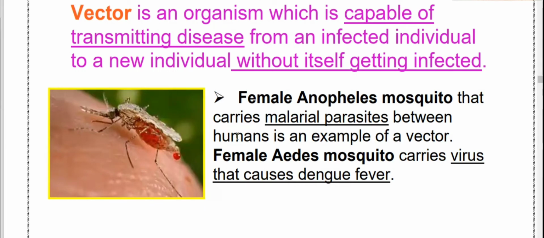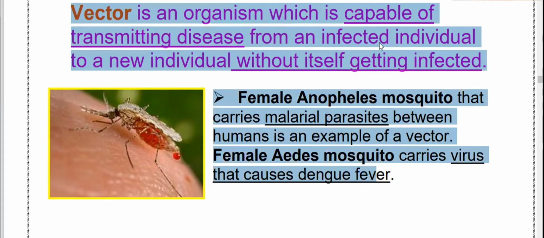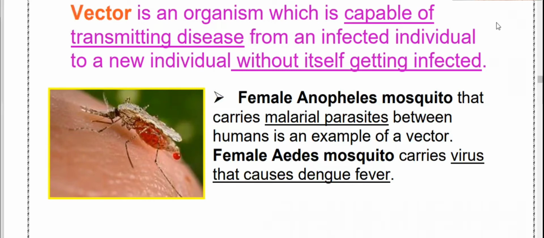Basically, it carries the malarial parasite, that is Plasmodium, which is the actual cause of malaria, right? Malaria is a protozoan disease caused by Plasmodium, but the vector here is the female Anopheles mosquito. Similarly, the female Aedes mosquito carries the virus that is responsible for dengue fever. So these are some examples of vectors. As of now, we have discussed that diseases can be spread through food, water, air, vectors, and sometimes directly or indirectly.